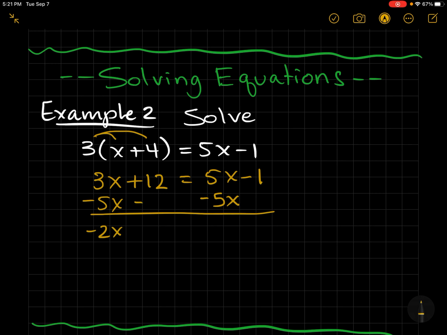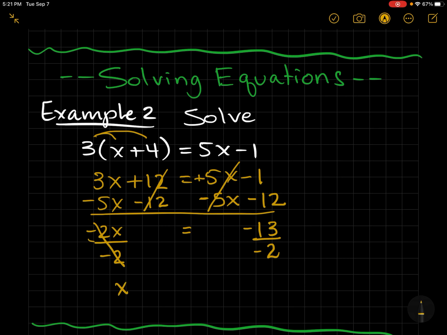Let's get rid of this 12 by doing the opposite of addition, which is subtraction. So that's going to make that go away. And notice this was positive 5, so I subtracted. That was opposite. So now that goes away. That's how we undo addition and subtraction. We call those inverse operations. We'll talk about that later this year.